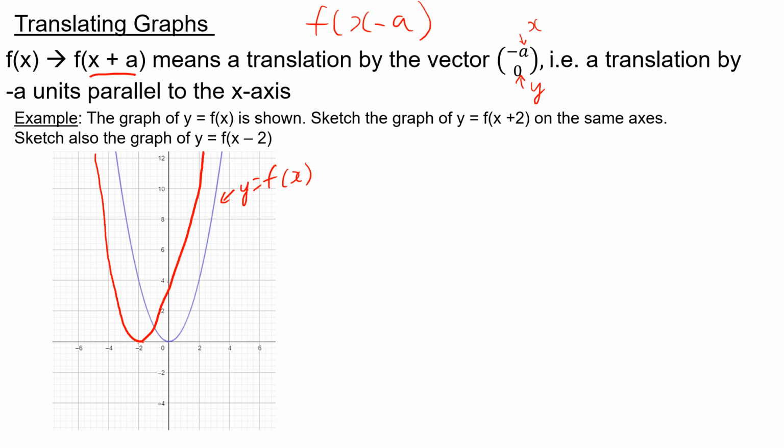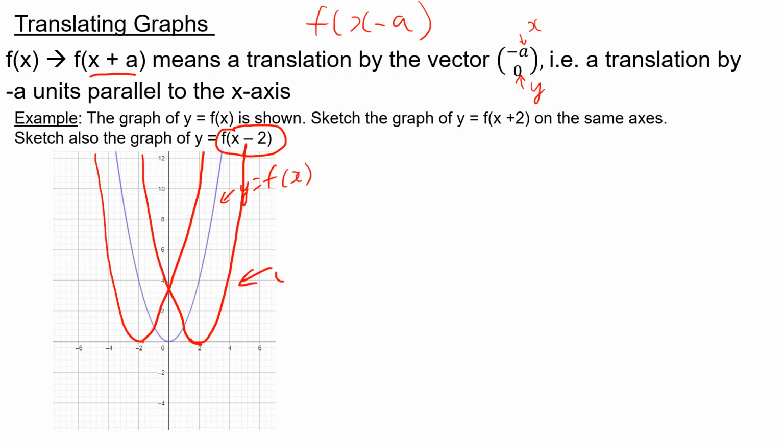And then the graph of y equals f of x minus 2, this will shift the graph to the right by 2 places. So this time it will look like this. Again, the minimum point is being moved 2 places to the right. Apologies for my sketch there. So it will look something like that.